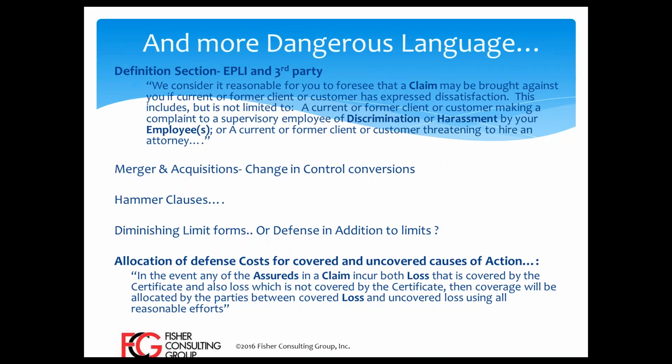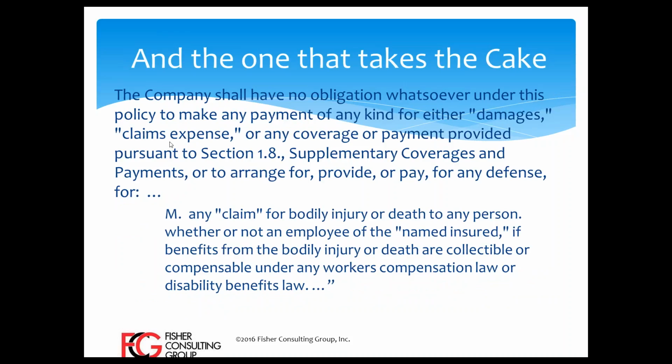Now we have one that just takes the cake. I've never seen an exclusion like this, and it is out there. It is still being used. It is so beyond zebra. It is amazing. And it's this one. The company shall have no obligation whatsoever under this policy to make any payment of any kind. And you can see it uses absolute language for any claim for bodily injury or death, whether or not an employee of the insured, if benefits from the bodily injury or death are collectible or compensable under any workers' compensation law or any disability benefits law.